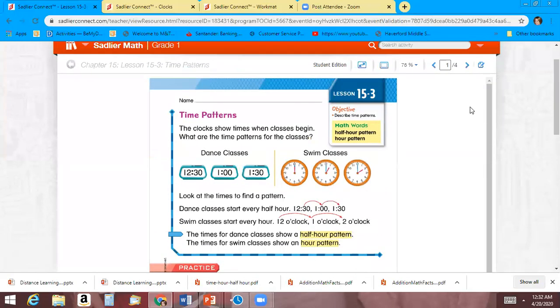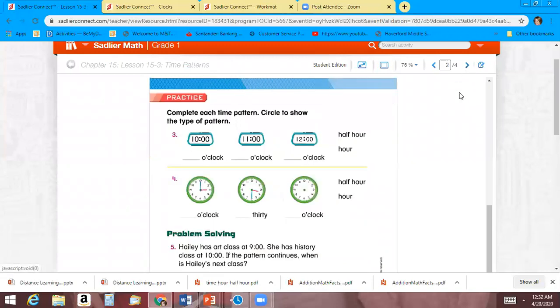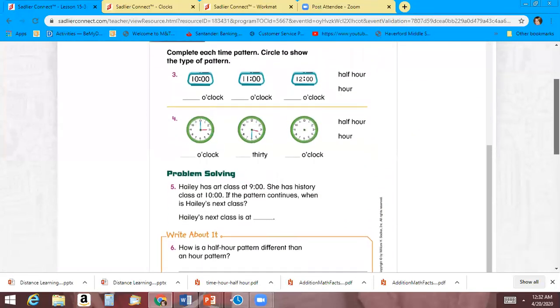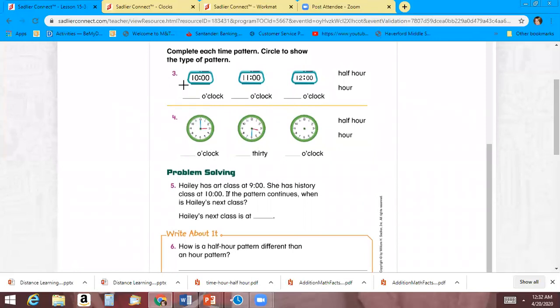All right, let's do a little bit more. Let's go to our next page then. So we have our time, it's down here. We have a 10 o'clock. This shows me the digital time of 11 o'clock. And this shows me the digital time of 12 o'clock. So we can go ahead and fill in our hours right here because we know they're the o'clock.